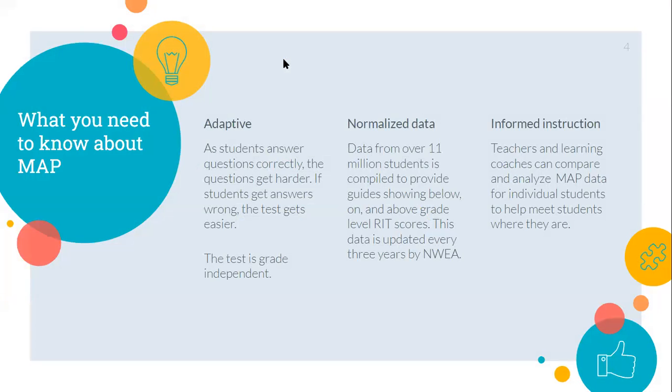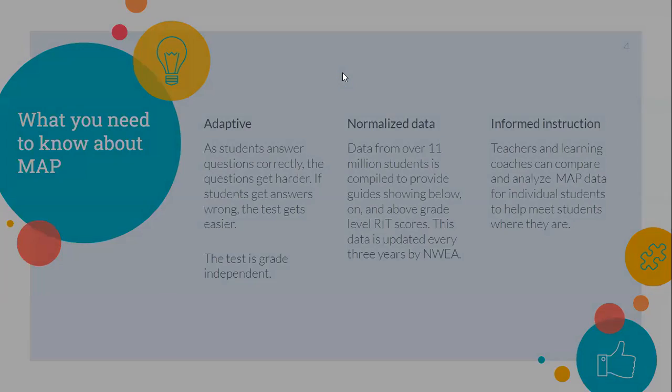So this is an adaptive test. If your child is answering everything correctly, the test is going to get harder. If the students get the answers wrong, the test is going to get easier. And then they're going to take the data every 3 years and compile it from the over 11 million students that take this test to figure out what is considered average, what is below, and what is above grade level. And teachers will use this to better serve your students within the classroom and see what areas they need to help your students grow in.